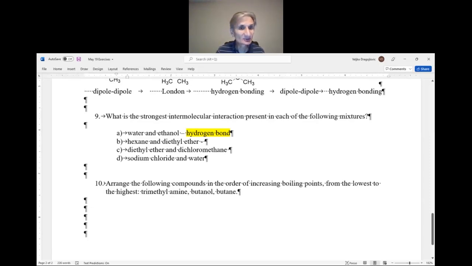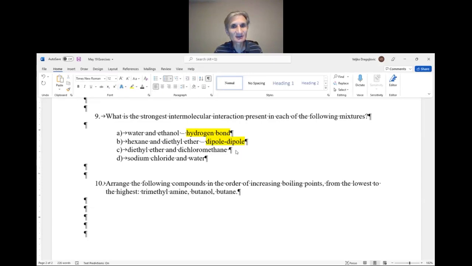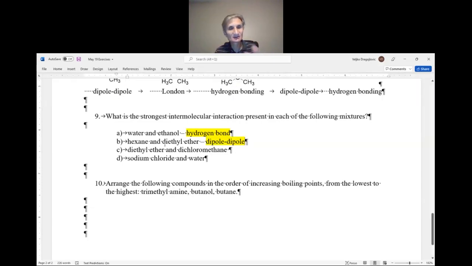And what if we mix the two? What is the interaction between the two? Well, the interaction between the two is dipole-induced dipole. But dipole-dipole is stronger than dipole-induced dipole, so you would list it as dipole-dipole. So you see, in this case, you have to consider each time three sets of interactions: among the molecules of hexane, among the molecules of diethyl ether, and between hexane and diethyl ether.